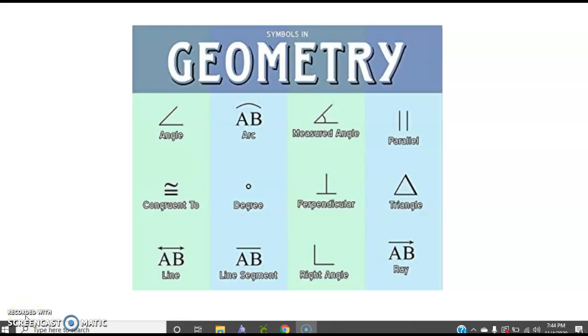Hey guys, I'm sorry I couldn't be there today, but today should be a pretty easy day, just full of some geometry terms that I'm sure you've seen a lot of before. This is just going to be a reminder of all the different terms and symbols.